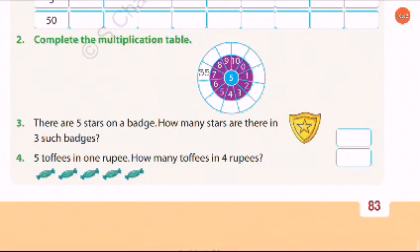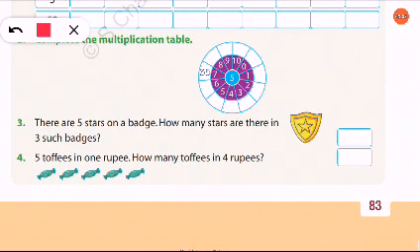Okay, 3. See the question. There are 5 stars on a badge. Okay, you can see a badge is put on some officer, like a police officer or any officer. So this is a single badge. It has only 1 star. Okay, so there is a badge on which there are how many stars? 5 stars. Okay, then how many stars are there in 3 such badges?